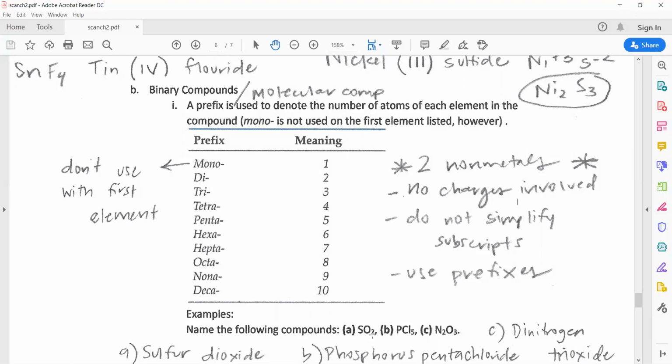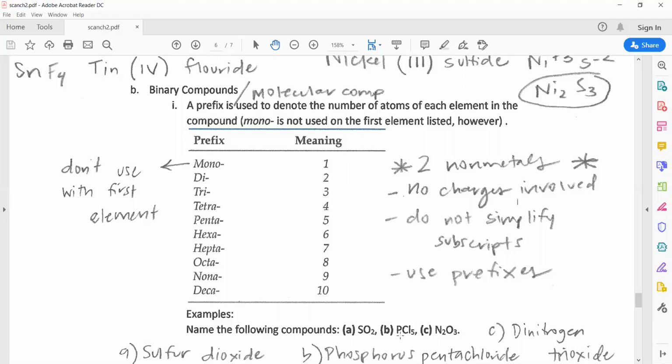SO2, we see that it's two nonmetals. Sulfur, there's only one of them. So it would be monosulfur, but it won't because it's the first element. So I write plain old sulfur. And then oxygen, there's two of them. So the prefix for two is di, and we say dioxide. So we do end up changing the ending to "ide" again, just like in the ionic compounds.